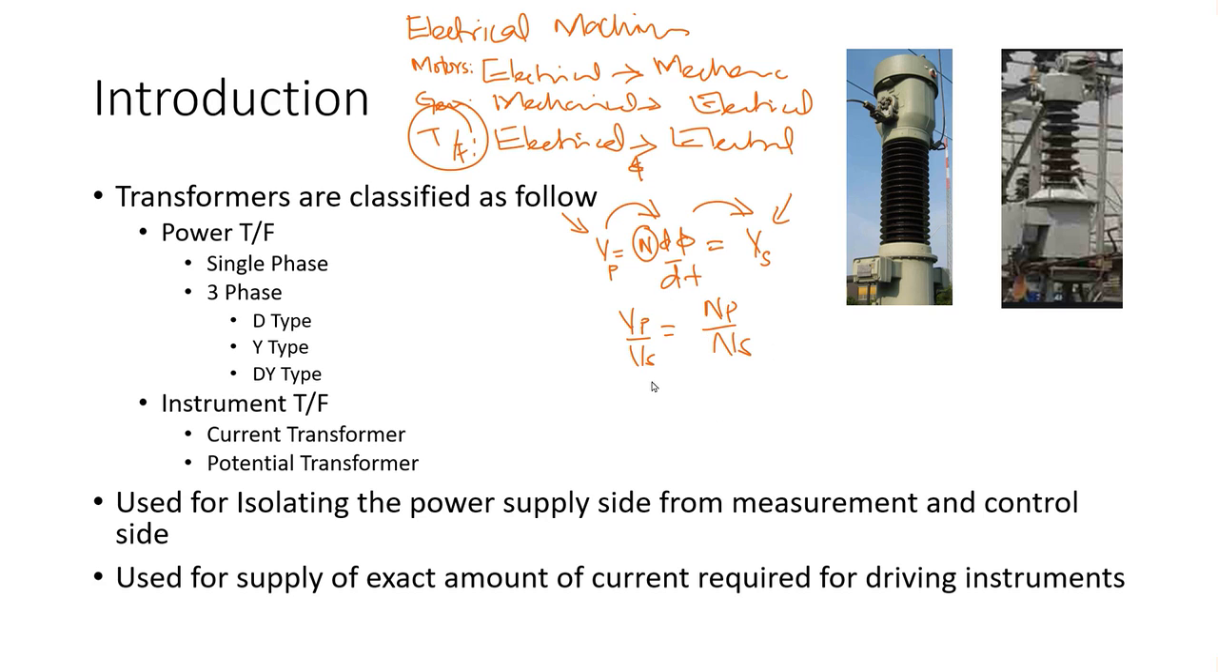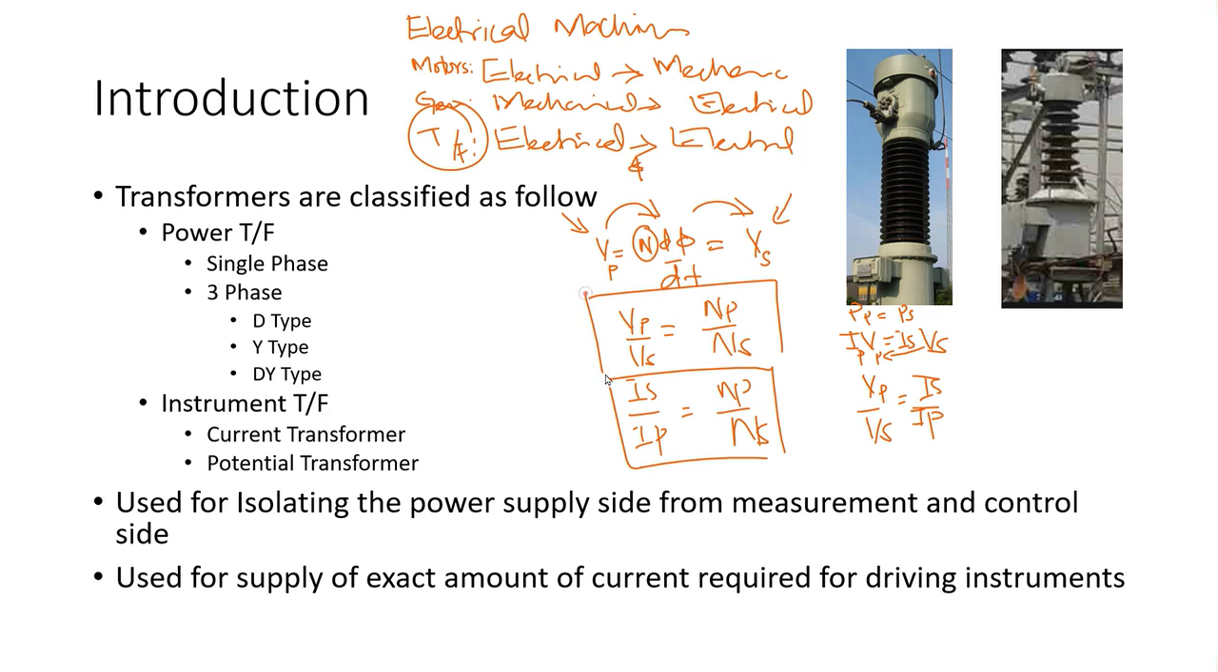We can also write this equation in the form of current, for which we compare the power of primary and power of secondary. So Ip Vp is equal to Is Vs, and Vp by Vs, if we move this thing below, is equal to Is by Ip. So this gives us this relation that Is by Ip is equal to Np by Ns. So these things are our basic equations for transformation.